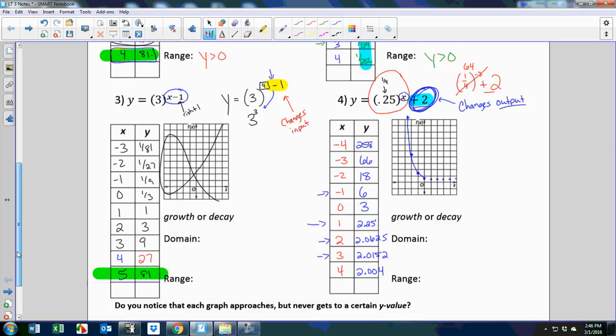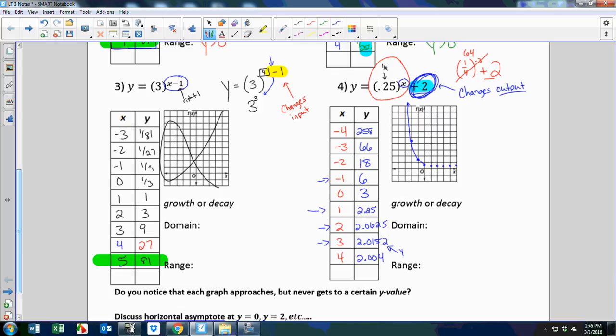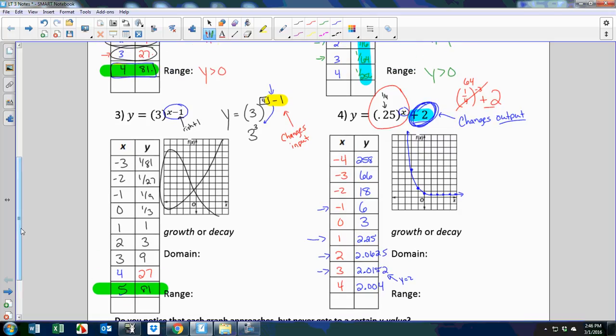They're getting closer and closer to y equals 2, meaning you have a range that has now been shifted up 2 spots. It was at y is greater than 0. Now it's y is greater than 2. Your domain is still anything you want to plug in, and it is still decay.